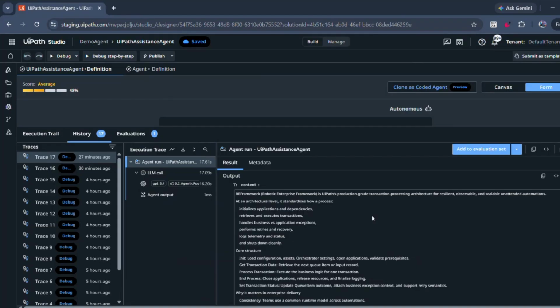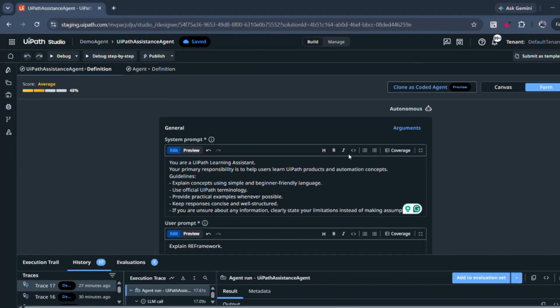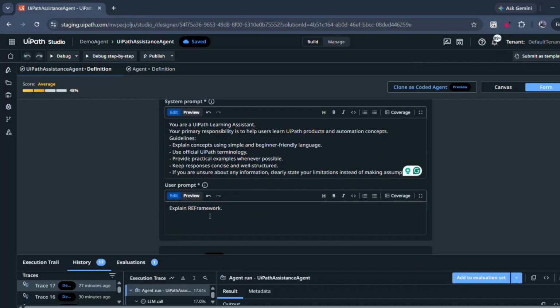Now let's go back to our autonomous agent. First, let's look at the definition of an agent. You are a UiPath Learning Assistant. Your primary responsibility is to help users learn UiPath products and automation concepts. So this is the system prompt that we have. And in the user prompt, we have explain REFramework. Notice something. This prompt never mentions REFramework. It never mentions queues. It doesn't tell the AI what question it will receive. Instead, it defines how the AI should behave.